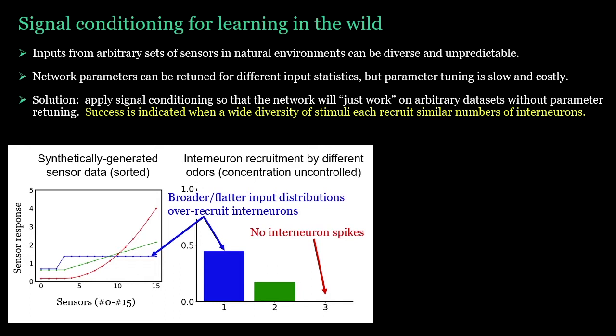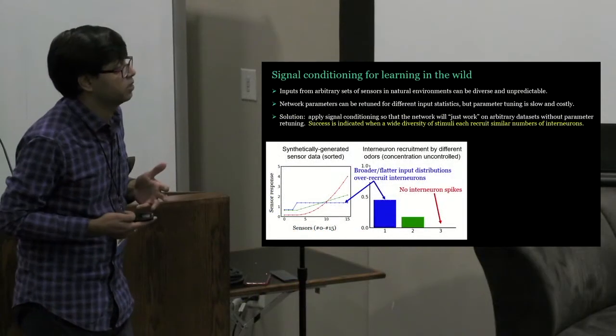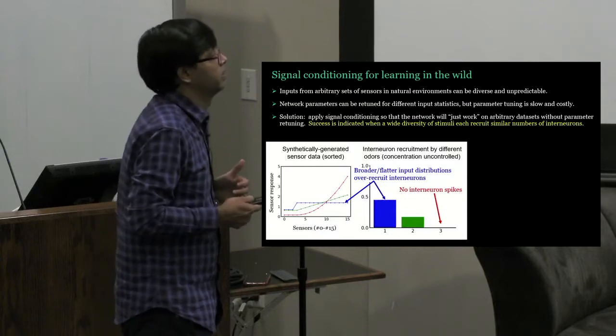I want to do something on the data. So the solution is to apply signal conditioning so that the network will just work on arbitrary data sets without parameter retuning. And then you can potentially use the same parameters, the same network, for different data sets. And in fact, we have done that.